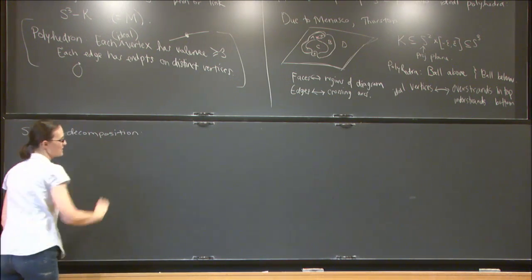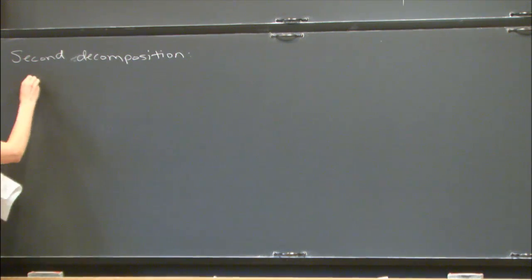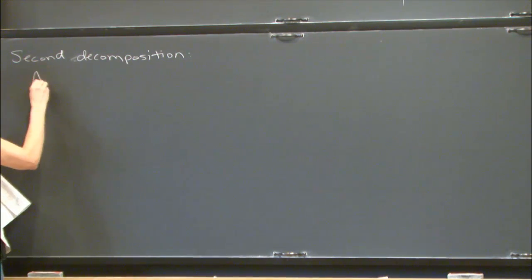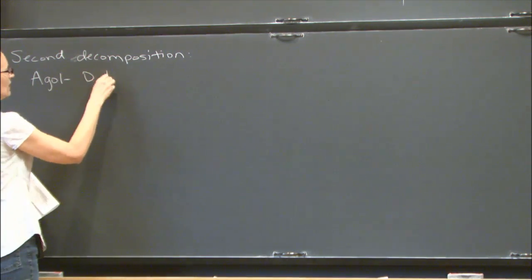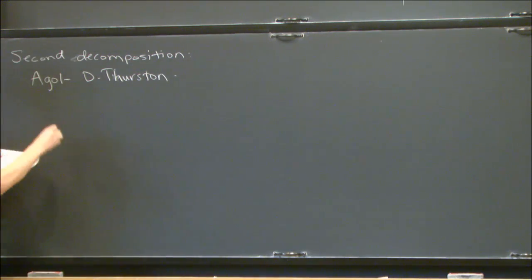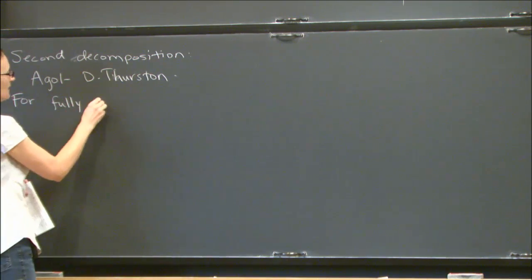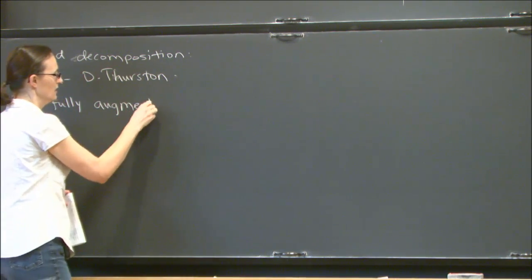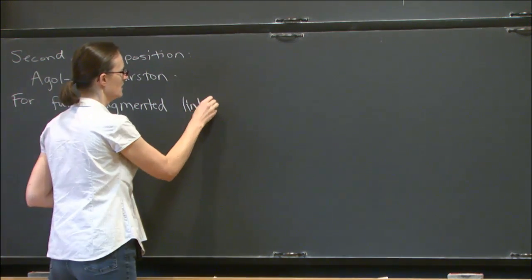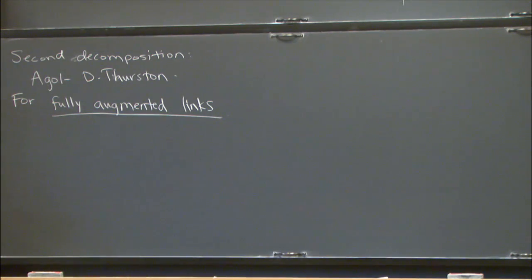So the next decomposition I want to talk about is a decomposition of a very special type of link into ideal polyhedra. And this decomposition I learned about from Ian Agol and Dylan Thurston. And this is for a type of link called fully augmented links. OK, so what is a fully augmented link? This is where I have to start.